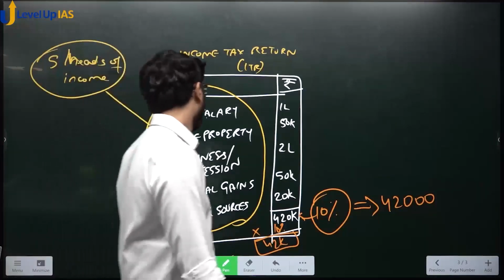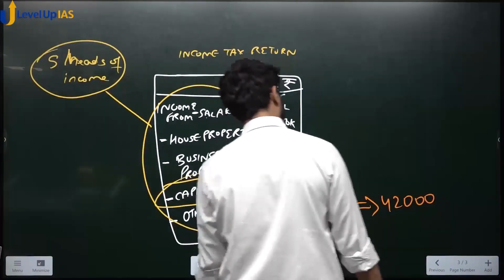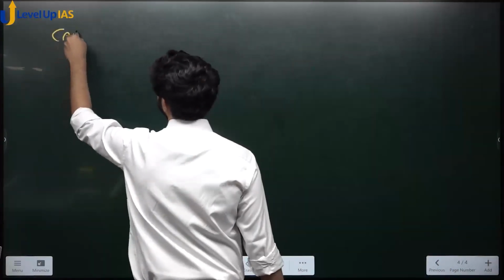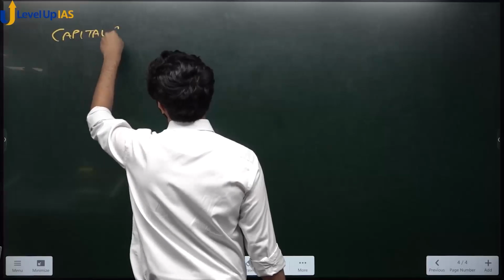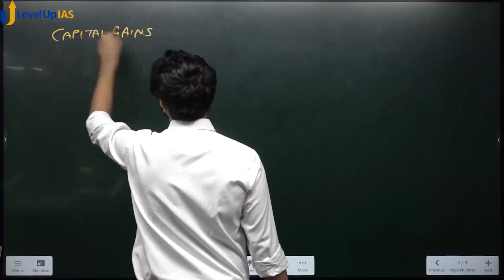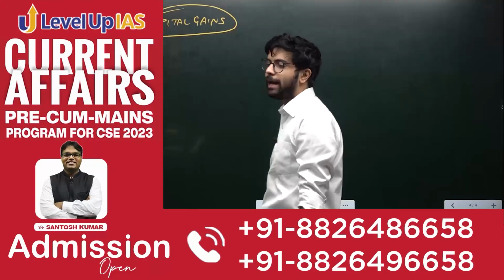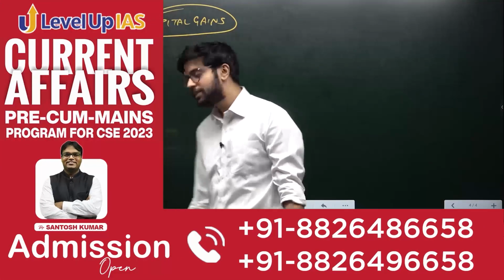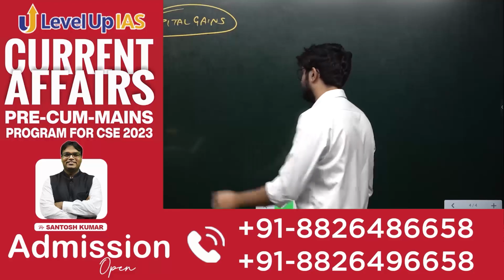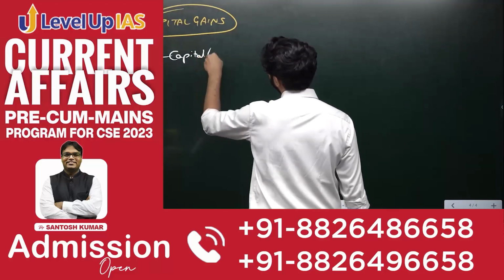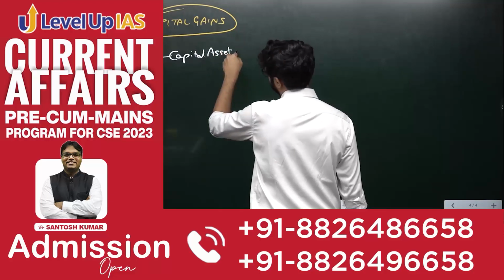Now we come to the 4th head of income, which is special. Capital gains. कुछ है नहीं इसमें capital gains में. What are capital gains? For that we need to understand what is the meaning of the term capital asset. What is capital asset? Do you know what is asset? उसको इनकम टैक्स वाले कैपिटल एसेट बोलते हैं, ठीक है.